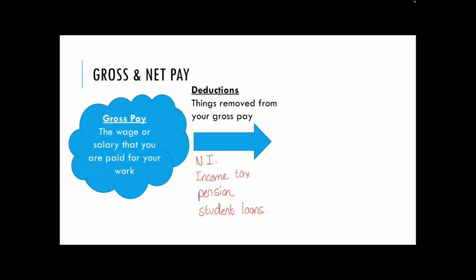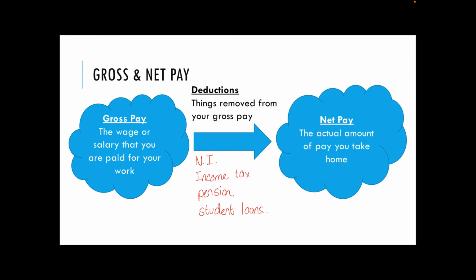So when you get a pay slip, you'll be told what your gross pay is, if you have any deductions, and then finally you'll be given a net pay. So this is the actual amount of pay that you take home, whether that's physically in an envelope, as cash, as a cheque, or if it gets paid directly into your bank account. So this is the actual amount of money that you will receive for doing your job.